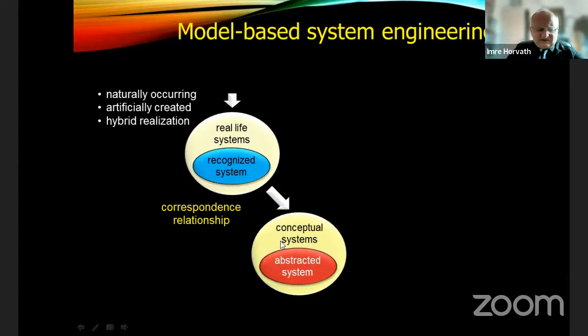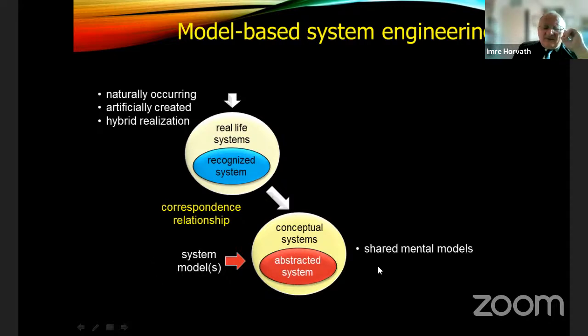Then the process goes further with creating a kind of correspondence relationship with the conceptual system. So the system appears here in a conceptual domain, and these are called the abstracted system, whereas previously we were talking about the recognized system. So this is what is typically modeled, an abstracted system, what is modeled.